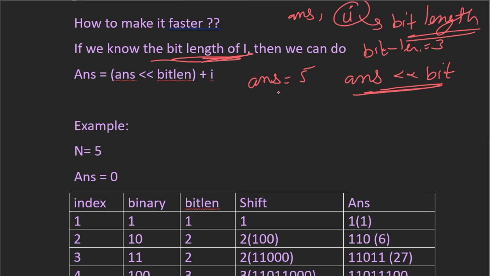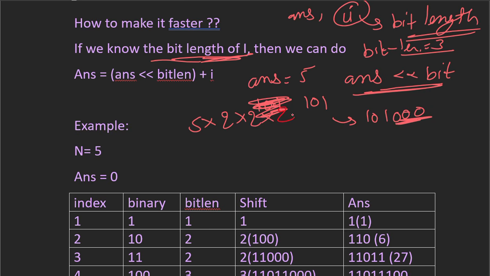So shifting 5. What is the binary value of 5? Not this, this is 3, 2, 4. Yeah, this is 5. So shifting by 3 bits, it will become 101000.